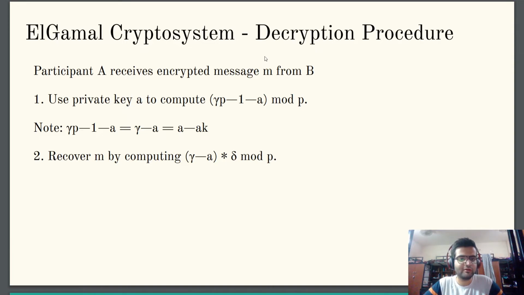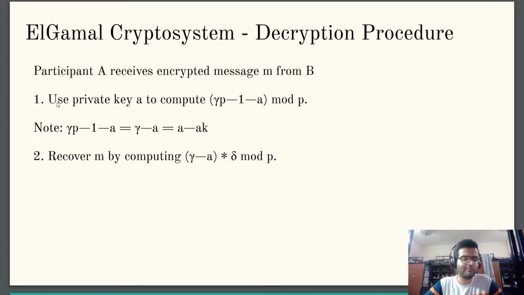Now coming to the third part, which is the decryption procedure. What happens in the decryption procedure? Everything happens on A's side, who is the owner of the public and private key. A will receive the encrypted message from B. B has sent this encrypted message to A, and A has received it. But the message is still encrypted and not in human readable form.